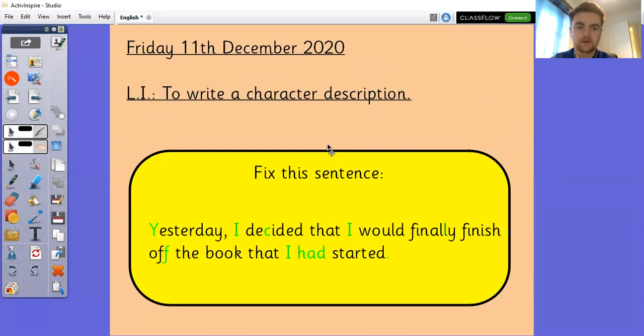Excellent. So yesterday should have a capital Y because it is the first word of the sentence. The word I always uses a capital letter, so I decided that I would finally finish. There's a couple of spelling mistakes as well. Decided should be with a C, not an S, and finally has two L's. Of and off, we always need to make sure that we're being really careful with. It should be I had started, not I done started, unless you're using it in speech, in which case you might want to use I done started because you might want to use that as a feature and a way of reflecting something about the character. And as always, we need to remember a full stop at the end of the sentence.